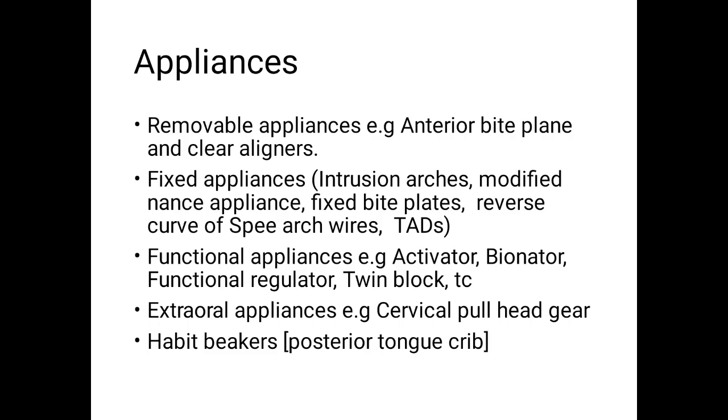Extraoral appliances, a good one is the cervical pull headgear. This is good for distalizing the posterior maxillary sixes and also extruding them to correct the deep bite. So actually this can work in class 2 div 1, where I'm trying to correct the deep bite plus the overjet at the same time. Very good one. Habit breakers, especially if the patient has a lateral tongue thrust. You need a posterior tongue crib to keep the tongue away from the teeth so that the molars can erupt freely without interferences.